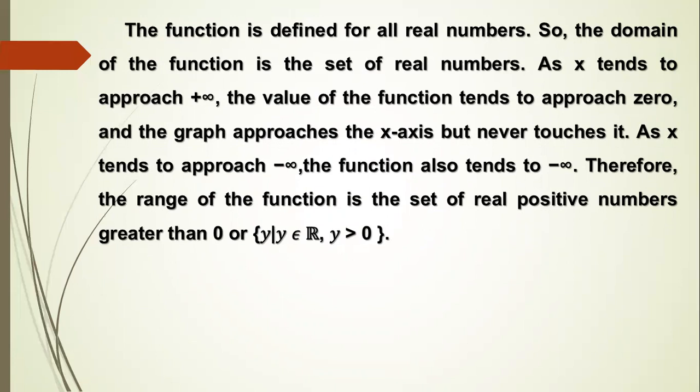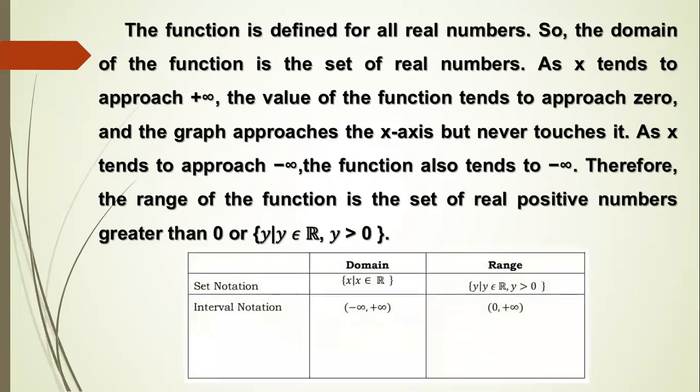As x tends to approach positive infinity, the value of the function tends to approach 0. And the graph approaches the x-axis but never touches it. As x tends to approach negative infinity, the function tends to positive infinity. Therefore, the range of the function is the set of real positive numbers greater than 0, or y such that y is an element of real numbers, but y is greater than 0.